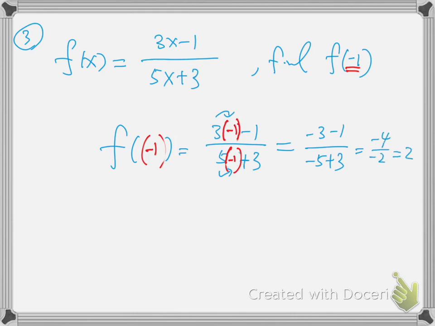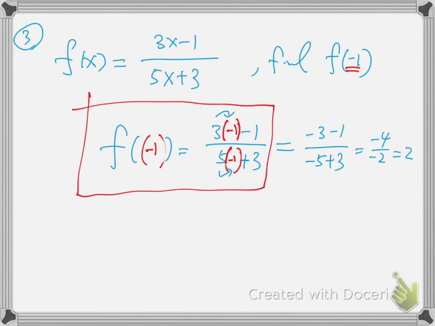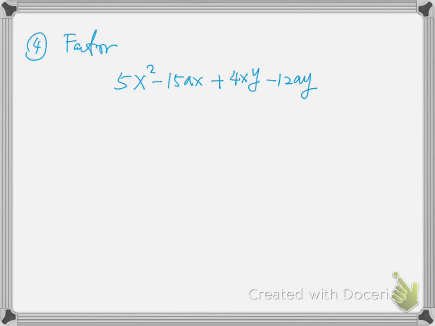Again, the most important part is this evaluation part. You use a small red parentheses, delete the letter, and then change to the given number. So that's the first 3 questions about evaluation. Now from number 4 to number 7, we have factoring questions.